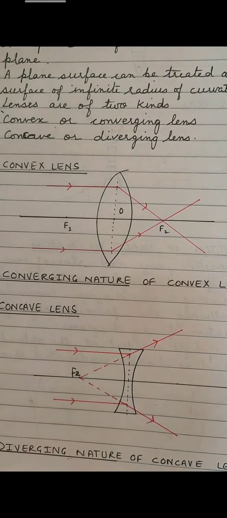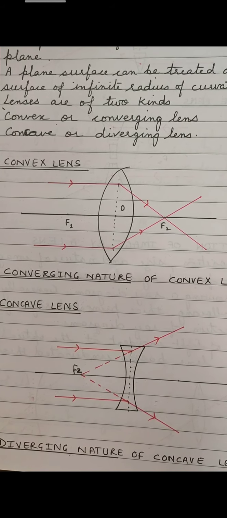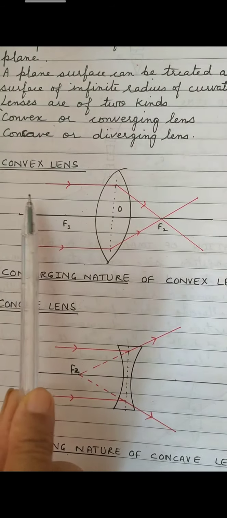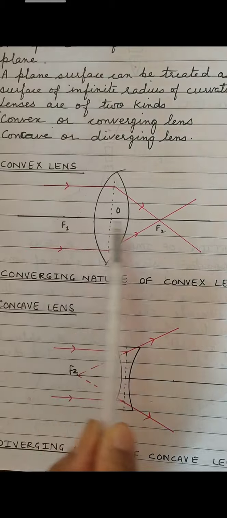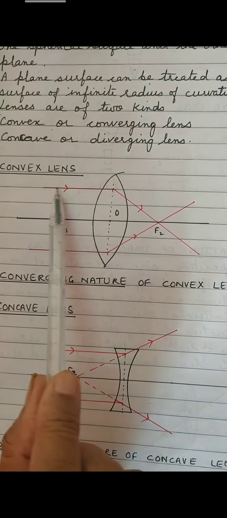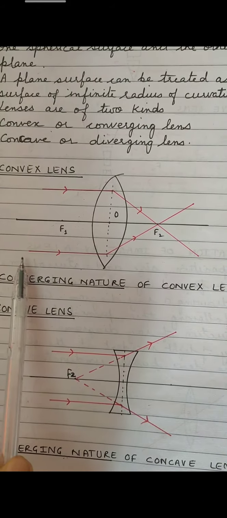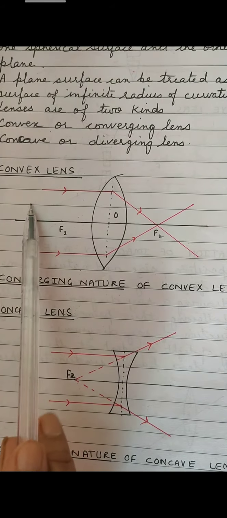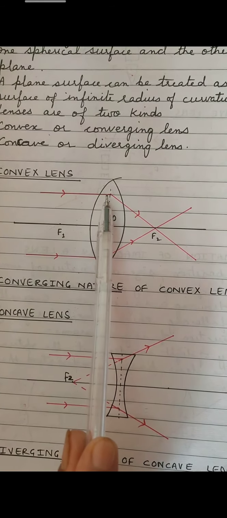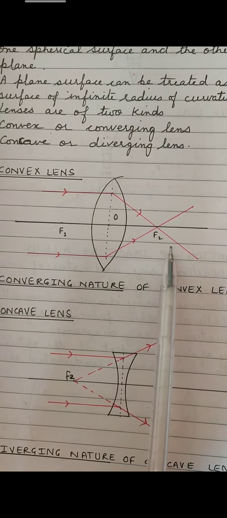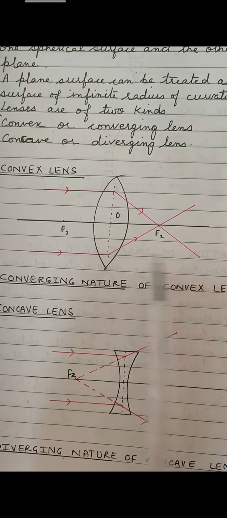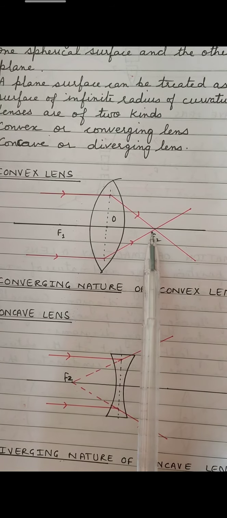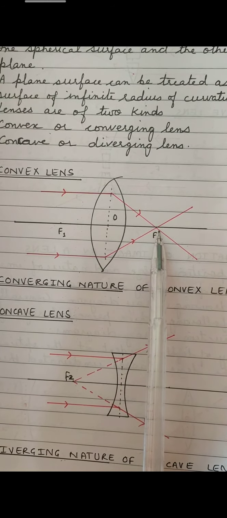To show the converging nature of the convex lens, we will draw two parallel rays. One ray you will draw above the principal axis, and the other parallel ray below the principal axis. And the rule always says, if a ray is parallel to the principal axis, it has to pass through the second focal point. Similarly, this parallel ray will also have to pass through the second focal point F2.